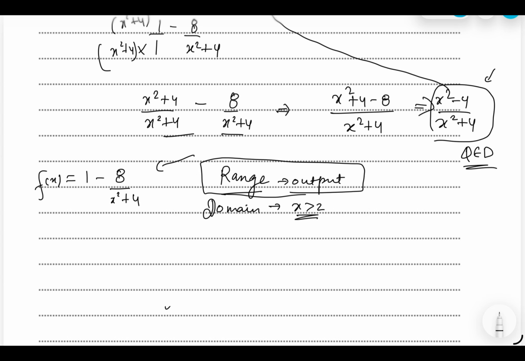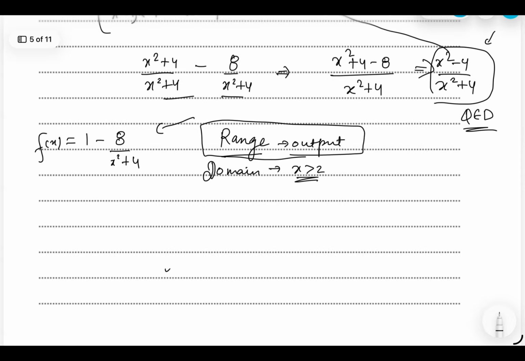All right, this is done. Now listen very carefully. To find the range, I will put this 2 into this function first. So it would be f(x) equals 1 minus 8 upon 2 square plus 4, which would give us 0. So we know that the range is greater than 0. Why not less than 0? Because if I put 3 over here, it would become a value greater than 2.